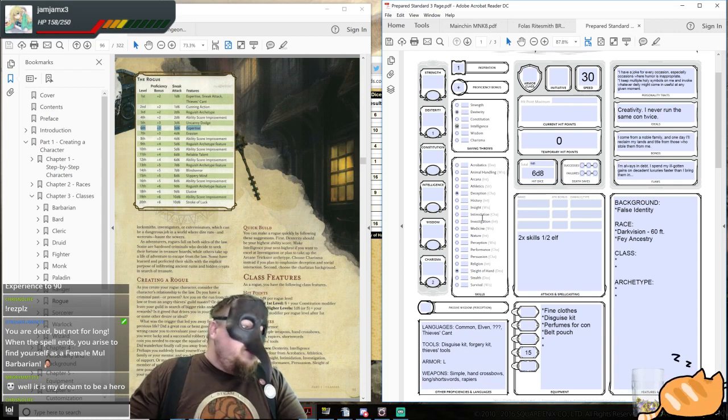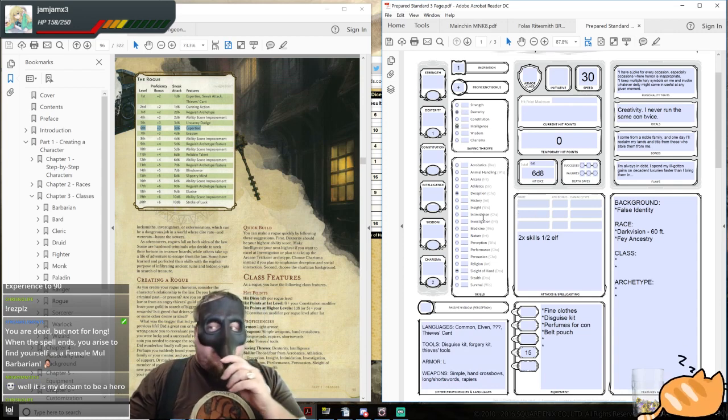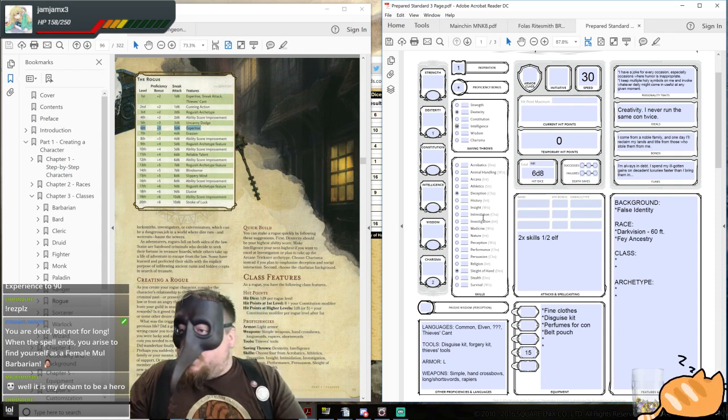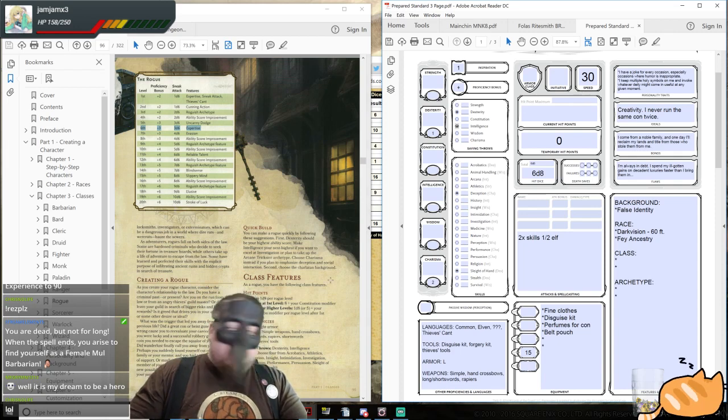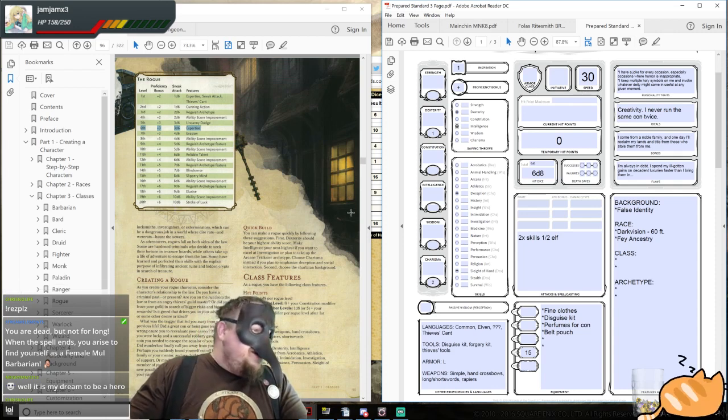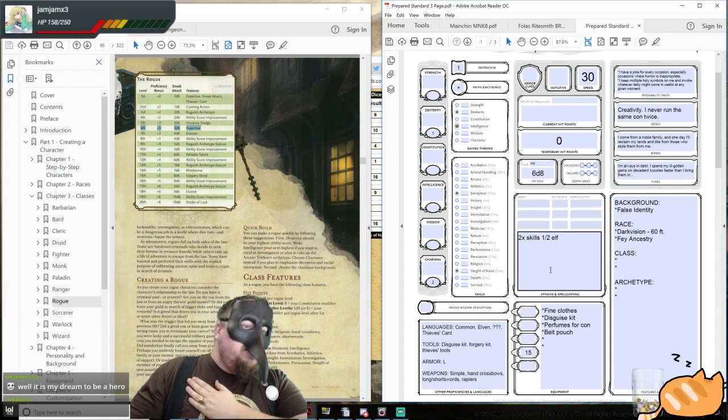And we get 4 skills from the following. So really we're going to get to pick out 6 skills because 2 are going to come in from us being half-elves. So there you go, Chris. You can have fun role-playing that if you want. Acrobatics, athletics, deception, insight, intimidation, investigation, perception, performance, persuasion, sleight of hand, and stealth.